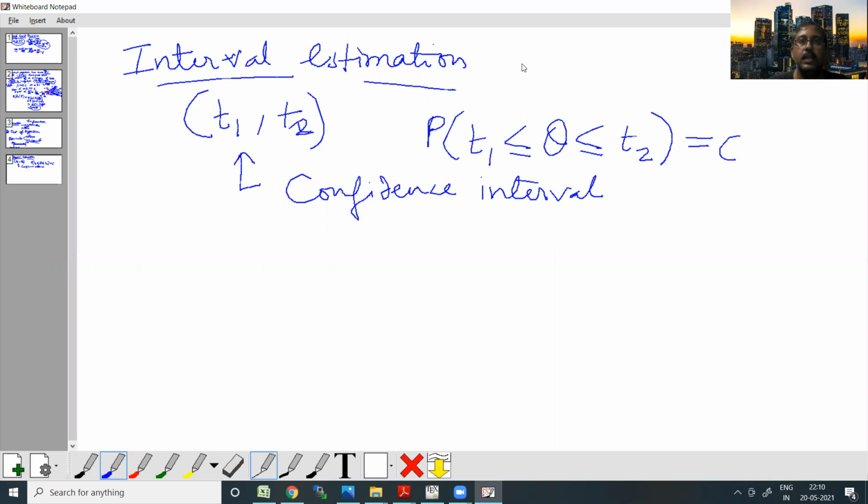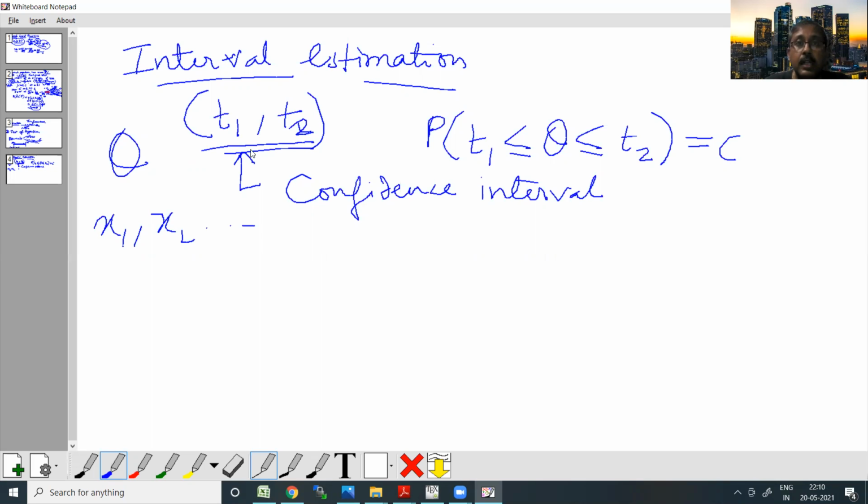As we have already seen, we try to estimate the value of a population parameter or population characteristic, theta, from the values of the samples drawn. The samples may be x1, x2 and so on. In that regard, we can have point estimation and interval estimation. We are now going to talk about interval estimation.